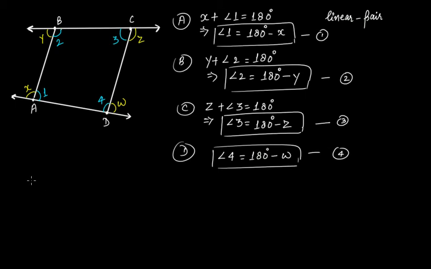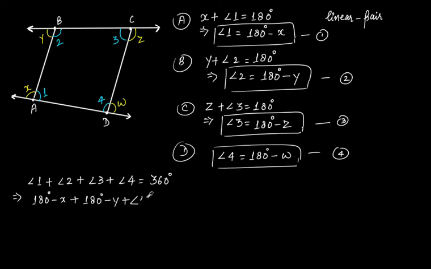Now tell me, what is angle 1 plus angle 2 plus angle 3 plus angle 4? This is equal to 360 degrees. The sum of the internal angles of the quadrilateral is equal to 360 degrees. From here, if you put the value of angle 1, this is 180 degrees minus x. Angle 2 is 180 degrees minus y. Angle 3 is 180 degrees minus z, and angle 4 is 180 degrees minus w, and this is equal to 360 degrees.